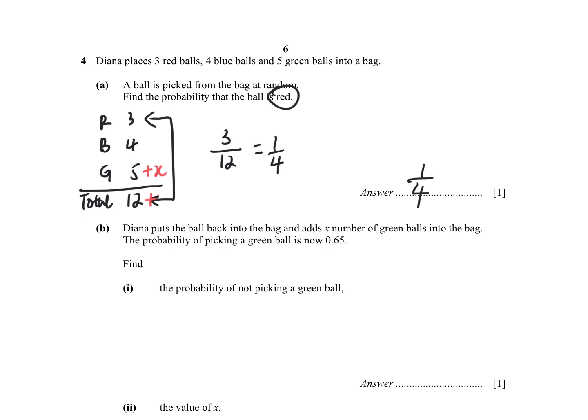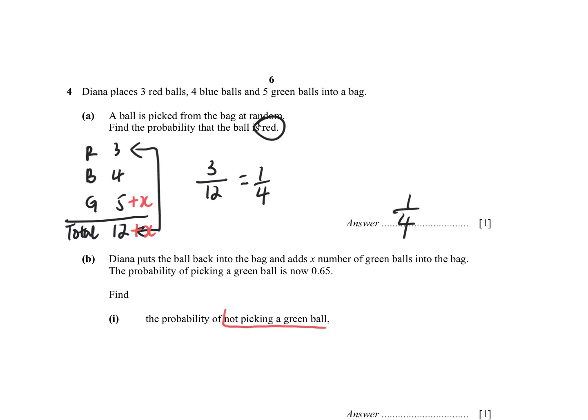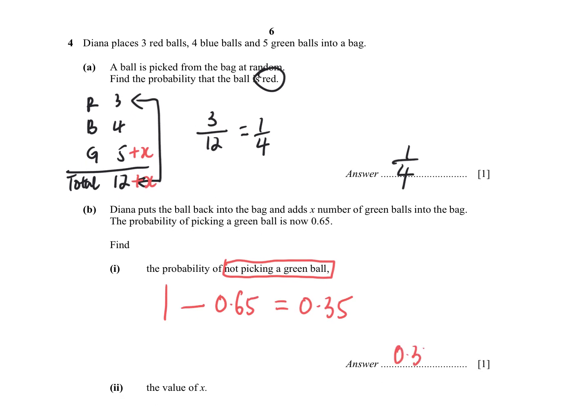So the total must also add X. And then the probability of me picking a green ball is now 0.65. So not getting a green one will be 1 whole minus the 0.65. So it's 0.35. Because if the chance of picking a green one is 0.65, not picking it will be 1 whole minus it.